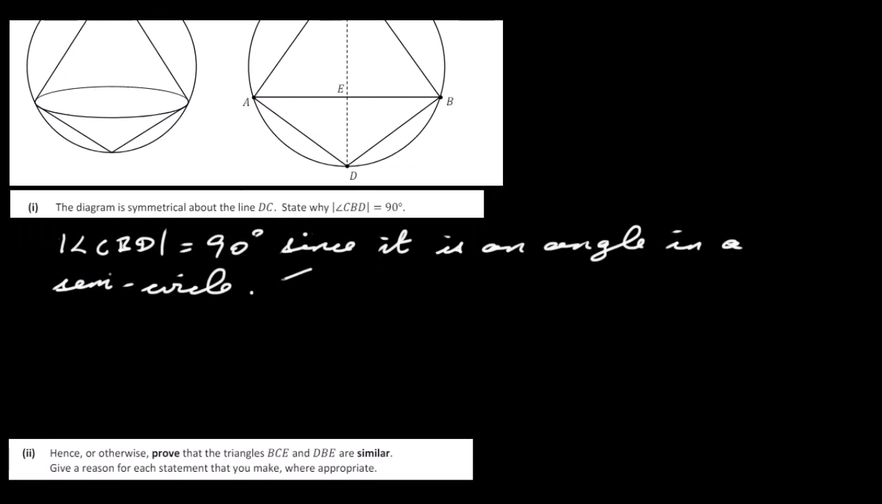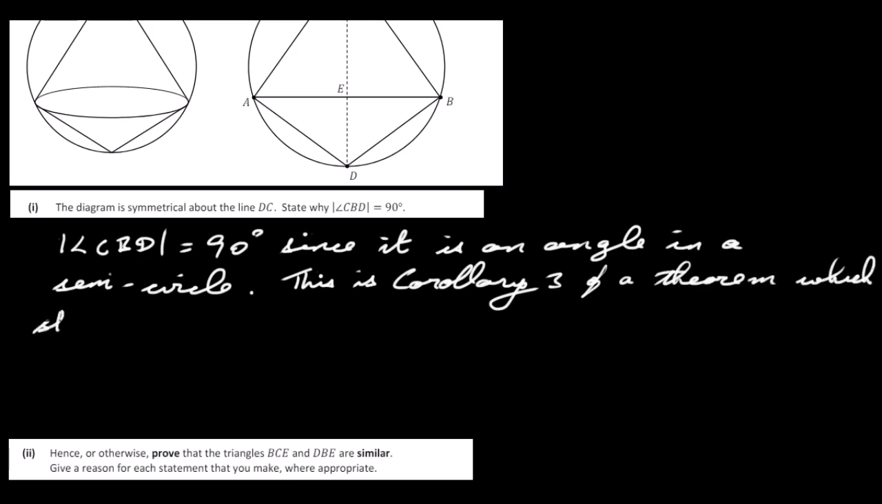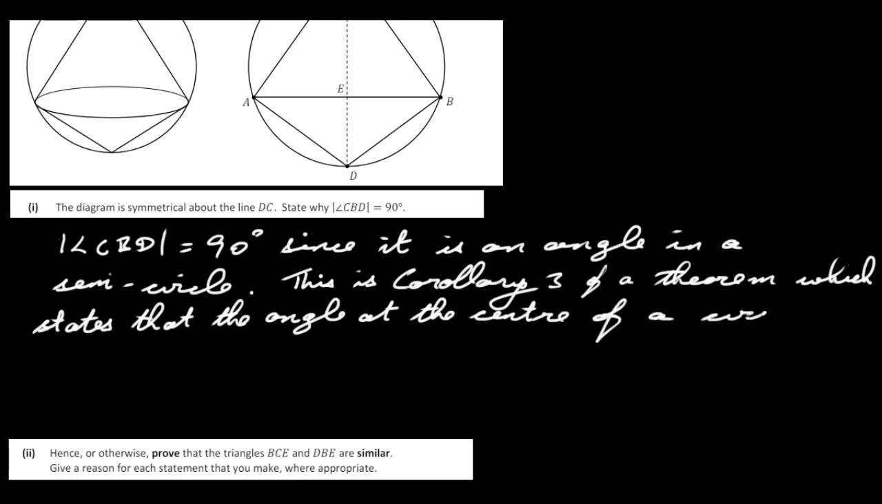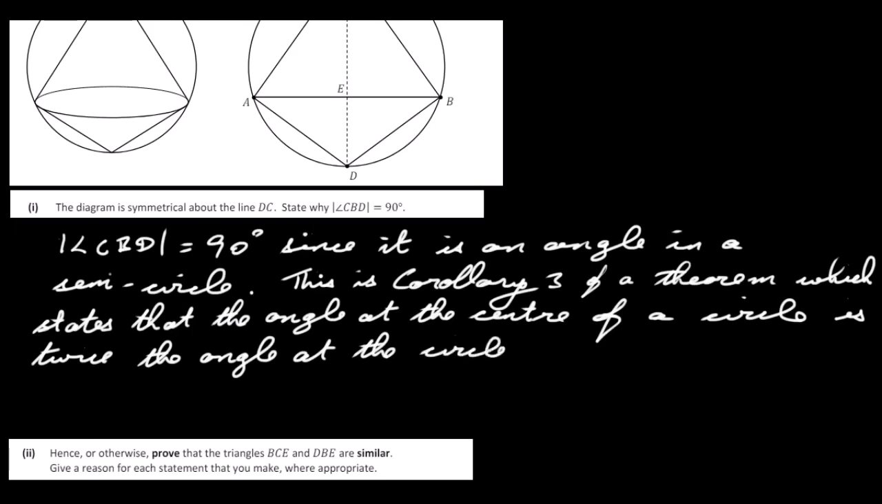Let me just explain it a little bit further. This is corollary 3 of a theorem, which states that the angle at the center of a circle is twice the angle at the circle standing on the same arc.